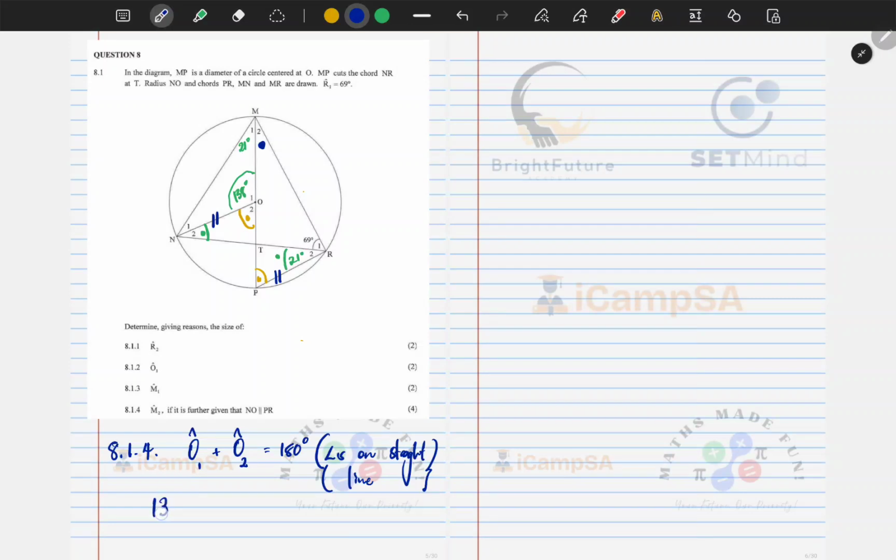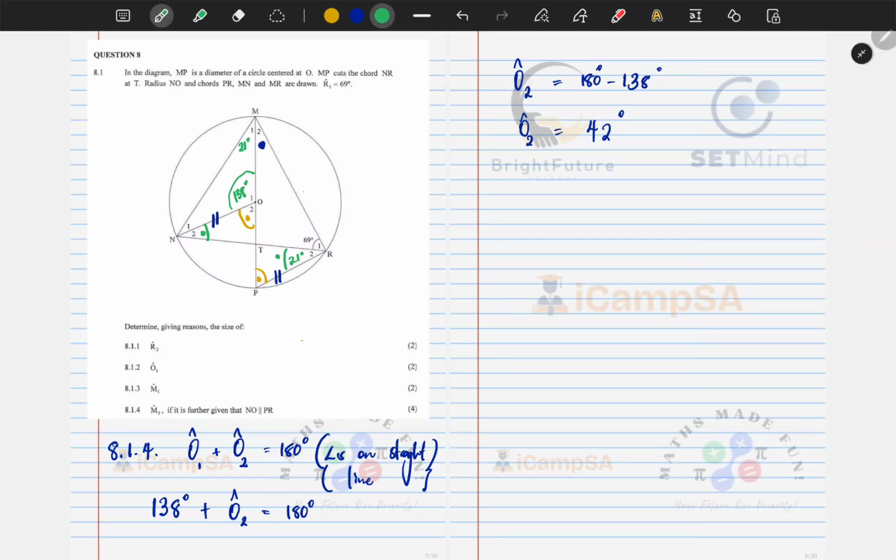So what is O1? O1, I already know it. It's 138 degrees. I don't know O2. So now I'm going to transpose. So it's going to be O2 is equal to 180 minus 138 degrees. So that means that my angle O2 is going to be what? It's going to be 42. If you punch your calculator, you should be able to get 42. So now I have angle O2.